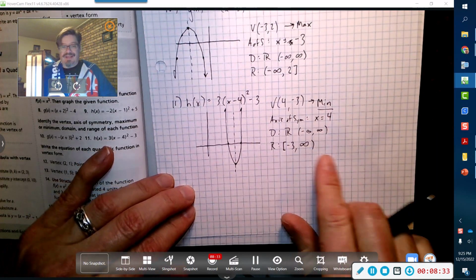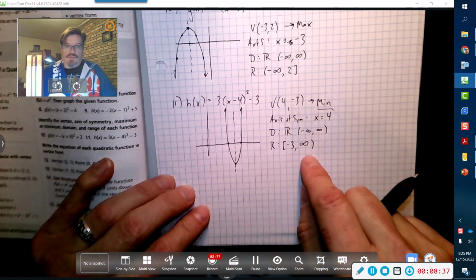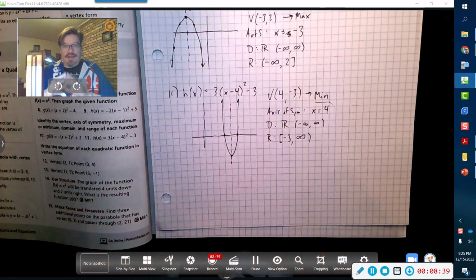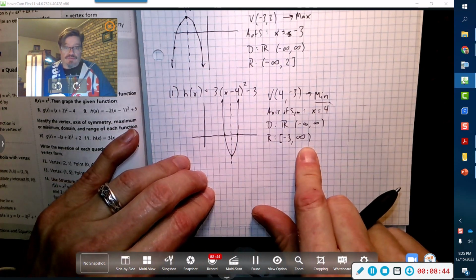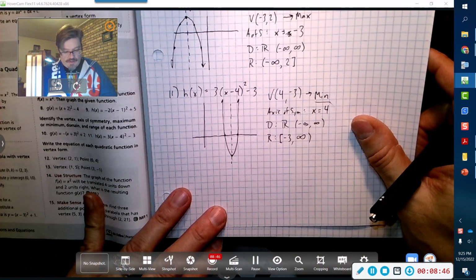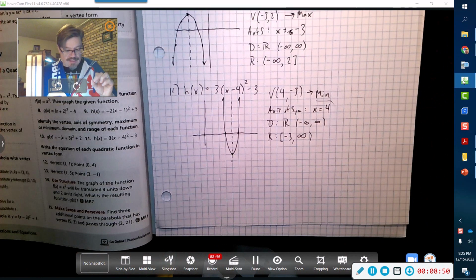So notice that this 3 actually had no effect on these attributes of the quadratic function. But it's very important for the graph, but it's not important to get these major attributes. Okay? Alright, and we'll do number 12 and 13 in a separate video.